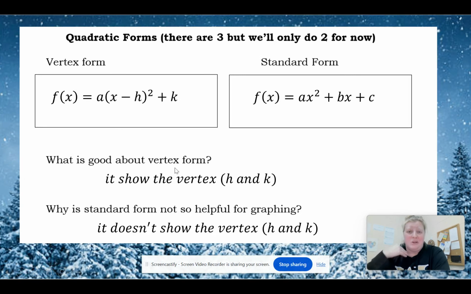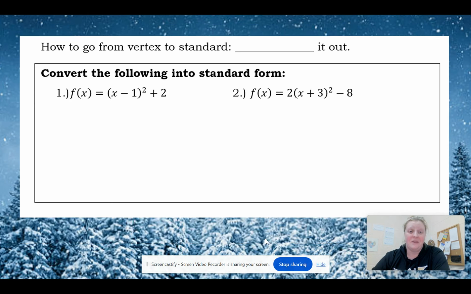So I just want you to kind of be familiar with the fact that vertex form shows h and k. It shows the vertex, so that's what's nice. It's very easy to graph something if you know where the vertex is. Standard form is not so nice when you graph it because it doesn't show you where h and k are. You can't see what those numbers are, so you don't know how far to shift, left, right, up, or down.